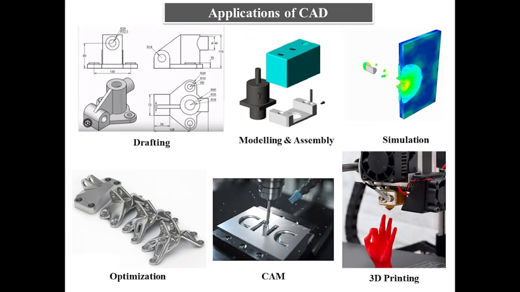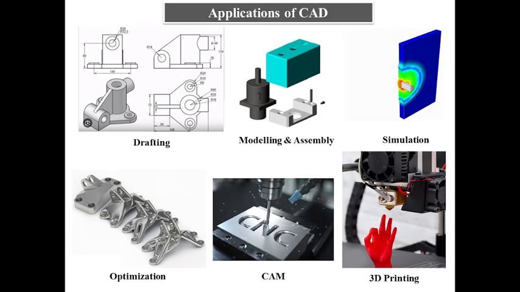Next slide. CAD workflow. This slide illustrates the complete CAD workflow. The process begins with drafting and three-dimensional modeling. Individual components are assembled to form complete products. The design is then tested using computer simulations and optimized for better performance. Finally, CAD models are directly connected to manufacturing processes such as CNC machining and 3D printing. This digital workflow significantly reduces product development time.